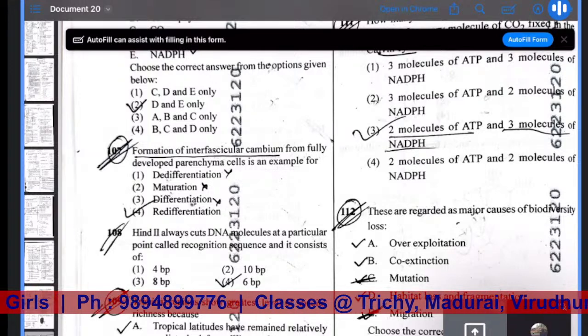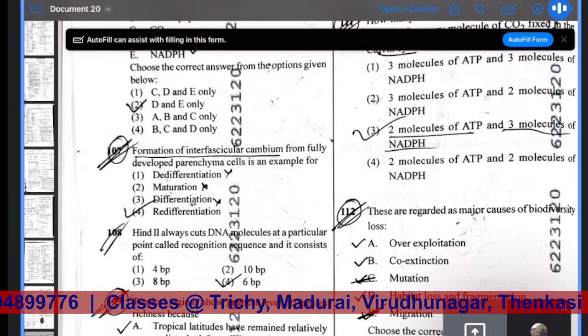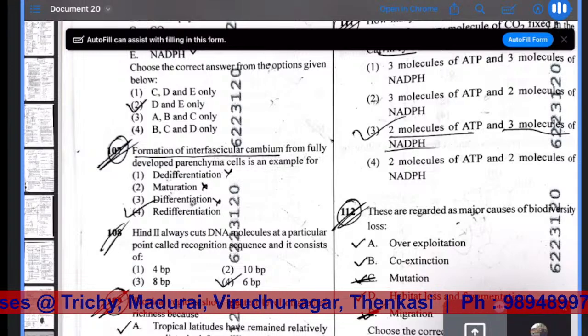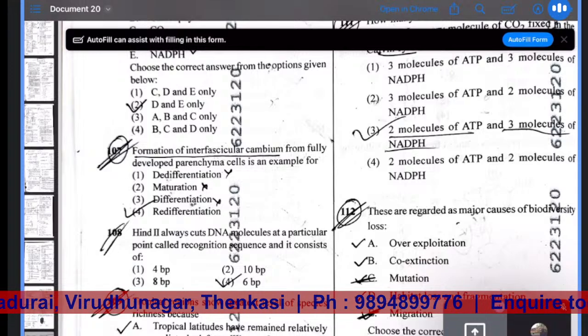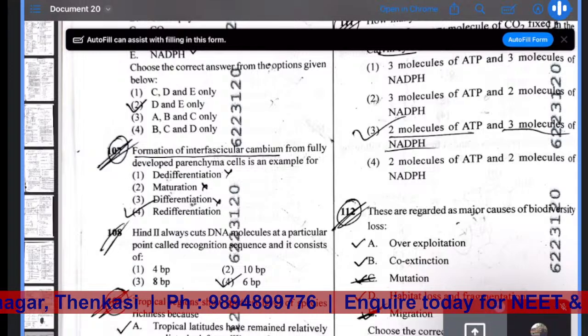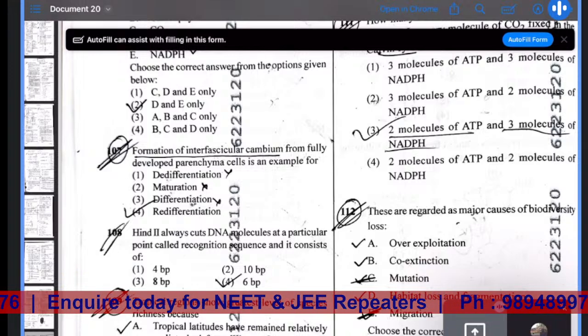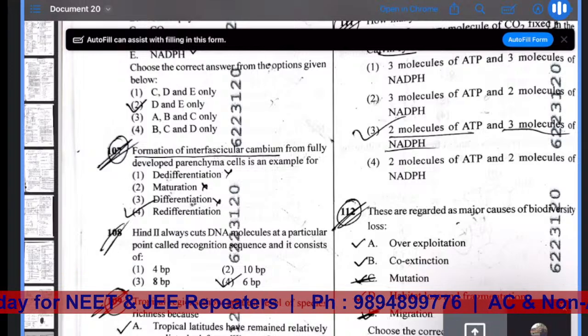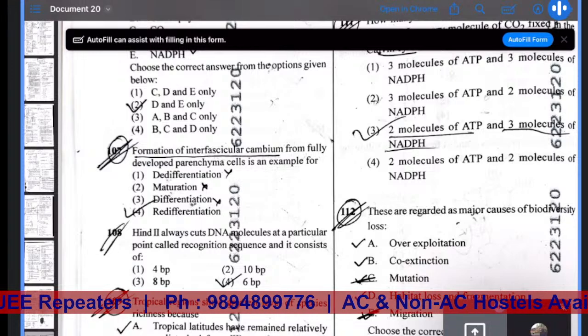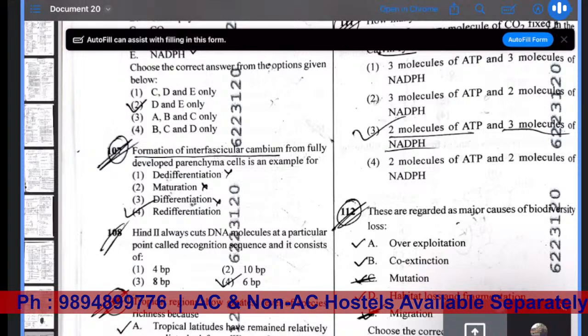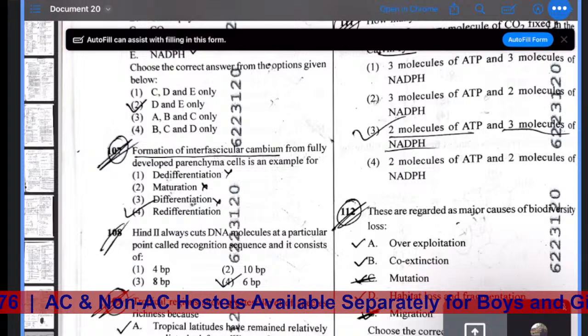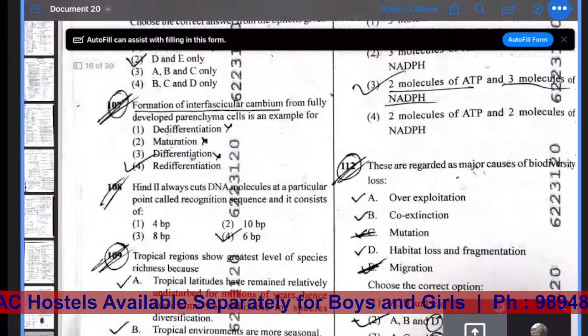Now, from the differentiated cells, if they are going to regain the capacity to divide, then you call it secondary growth. Your vascular cambium and your cork cambium are both formed because of the process of de-differentiation. So for question number 107, the right answer is de-differentiation. Okay. Then question number 108.